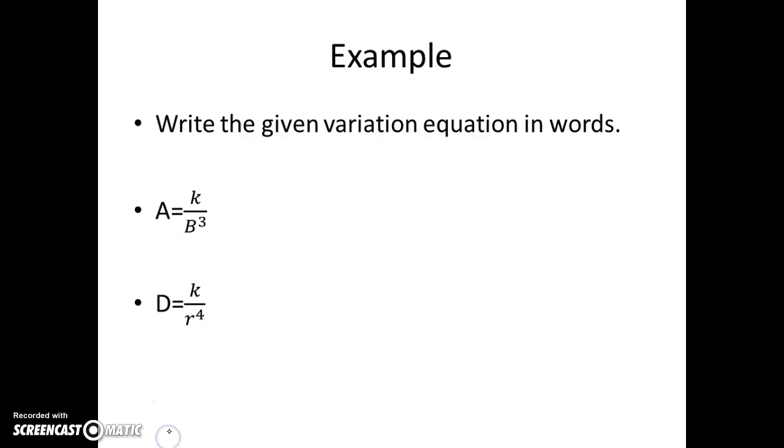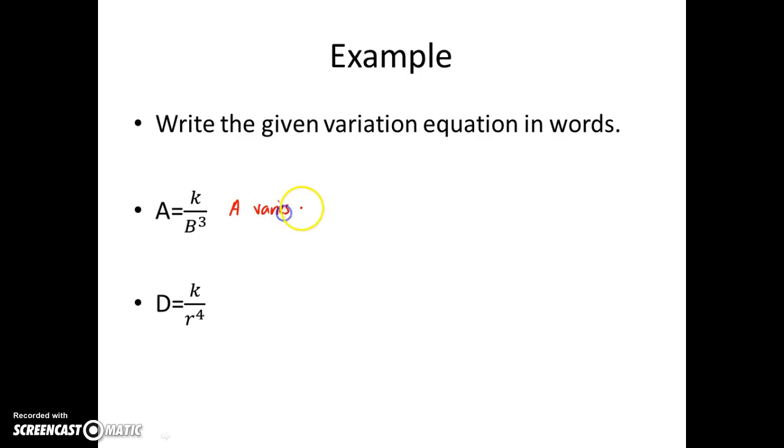Just like yesterday, we also need to be able to write the variation equation in words. So take a second and see if you can do that. Remember, it's your choice as to whether you use varies inversely or inversely proportional. So hopefully you paused it and were able to come up with something. The first one, I'm going to use inversely proportional. So I said A. Oh, no, I'm not. I'm going to use varies inversely.